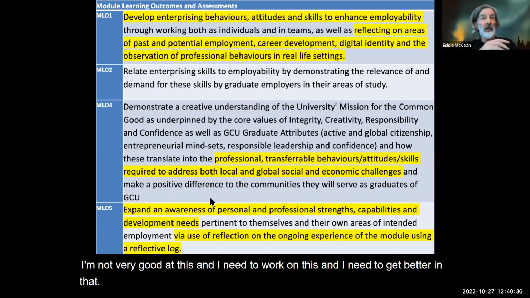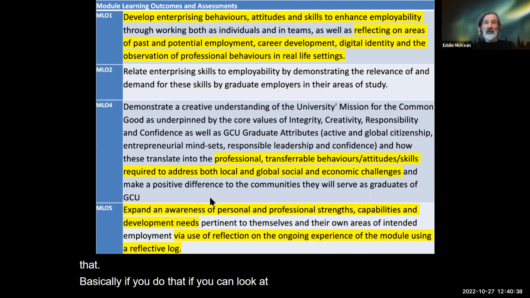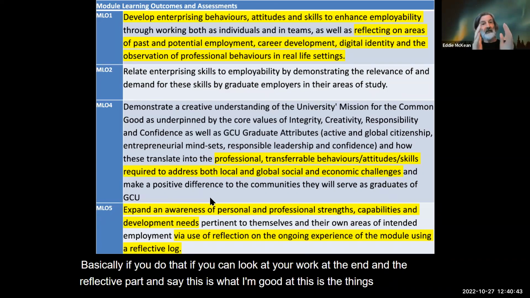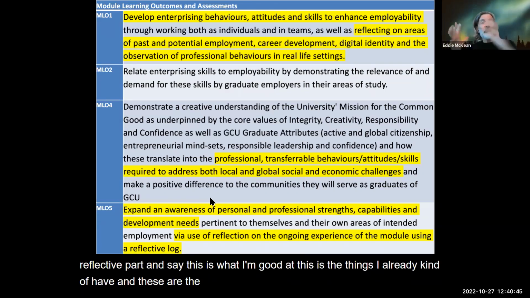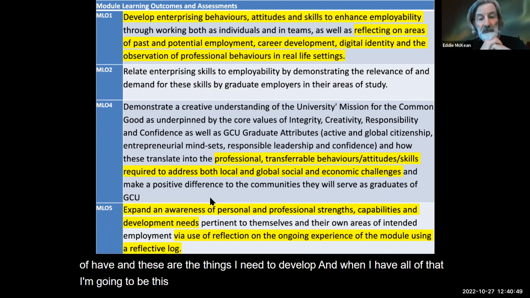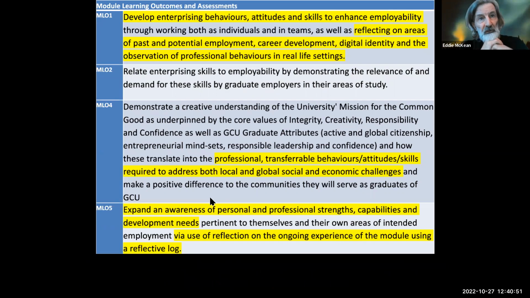Basically, if you can look at your work at the end, in the reflective part, and say, this is what I'm good at, these are the things I already have, and these are the things I need to develop, and when I have all of that I'm going to be this employable graduate, then you've done the job. You've absolutely done the job.